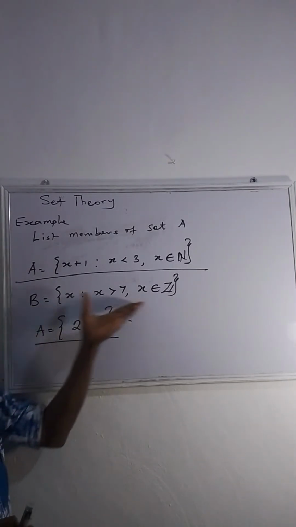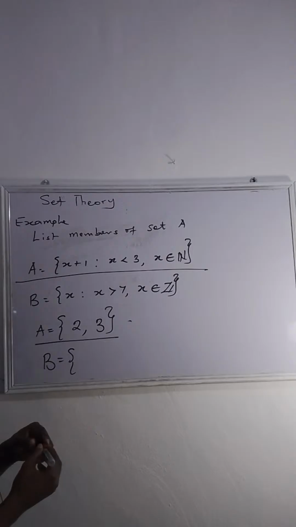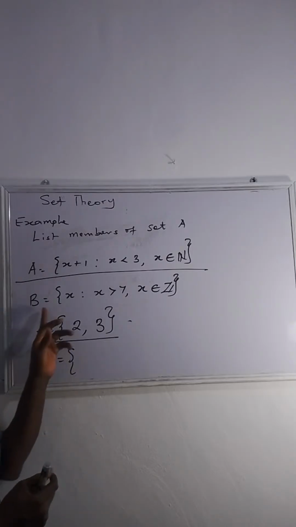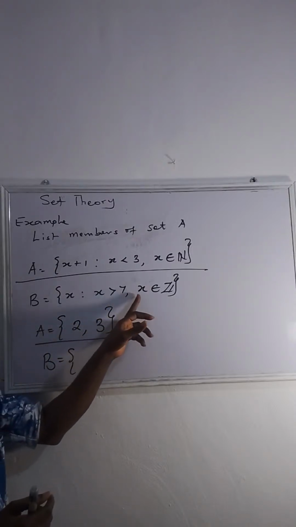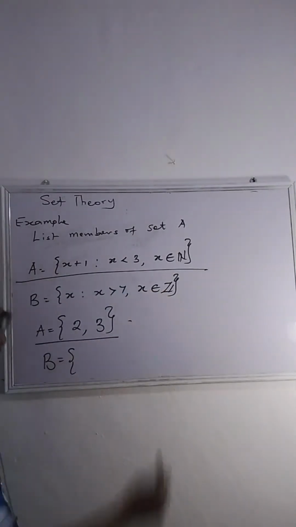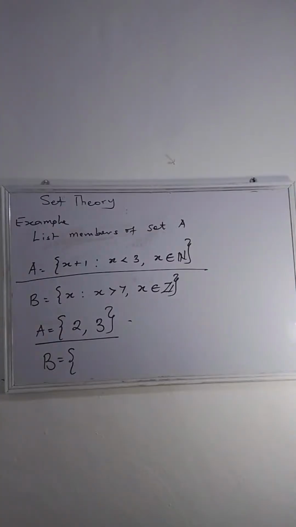Now, can we move down to the next one? Now let's move down to B. The set of x such that x is greater than 7, where x is an integer. All right, so let's see. Let's drop our answer. What do we have? Set B, we have 8, 9. Okay, so I can see your answer, Lekon, Agbode, I can see Olatunbosun. We have 8, 9, and 10 only.